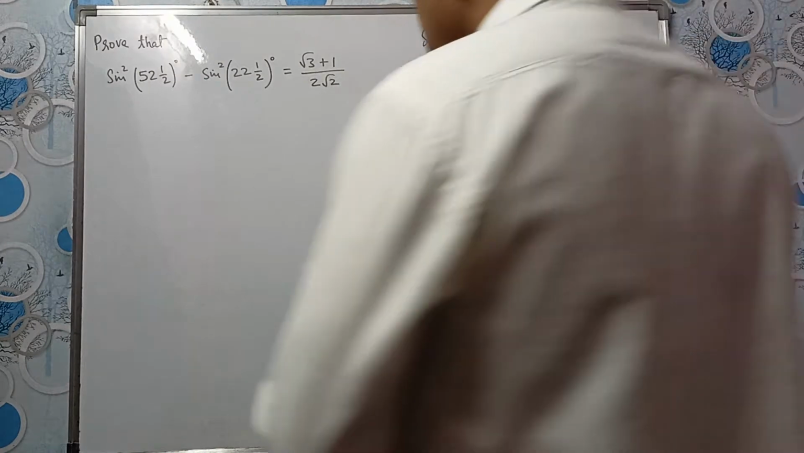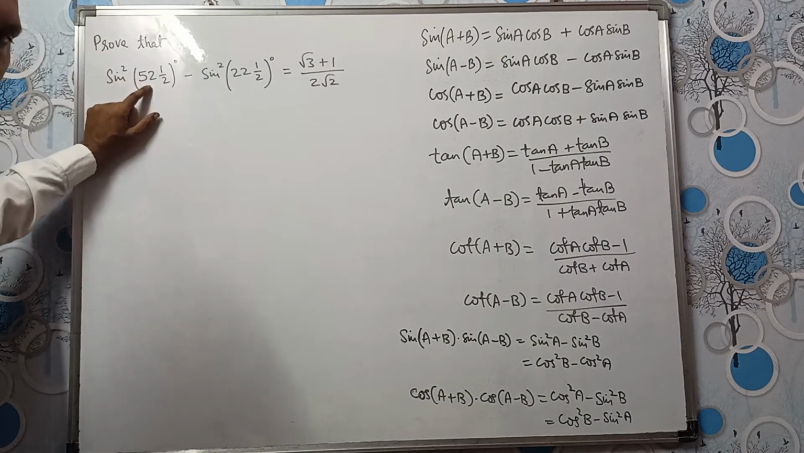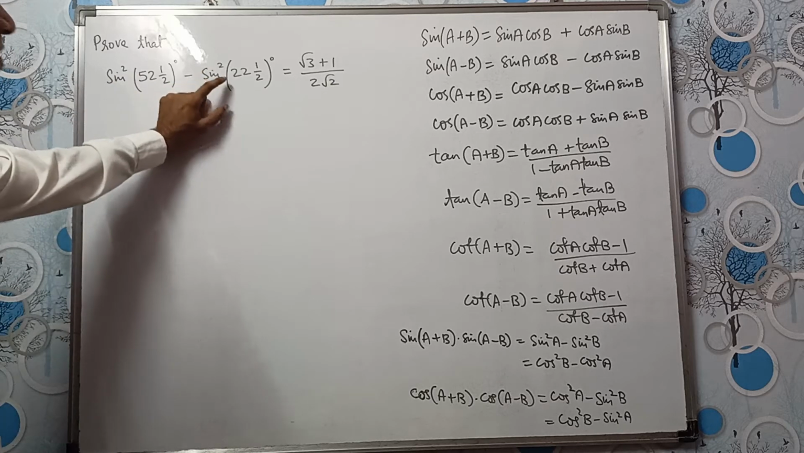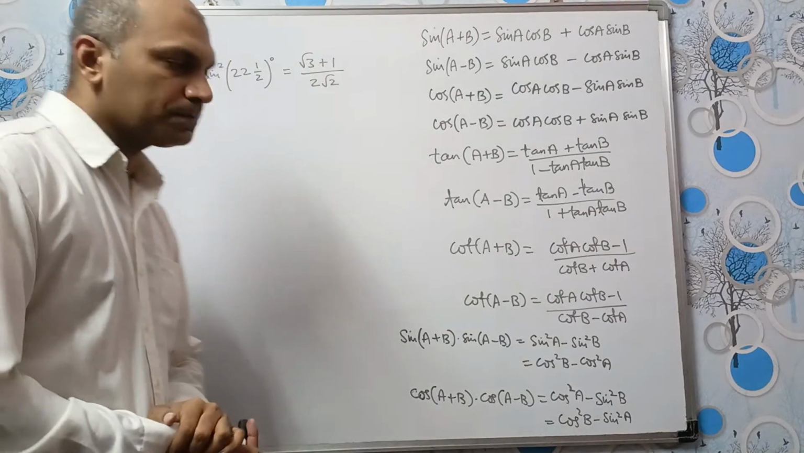Okay, we have an interesting problem now. Prove that sine square 52.5 degrees minus sine square 22.5 degrees is (root 3 plus 1) by 2 root 2.